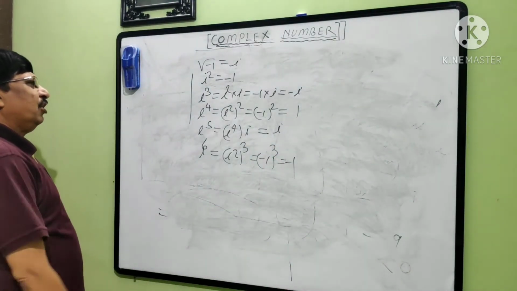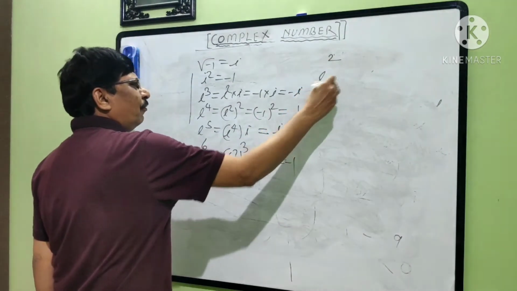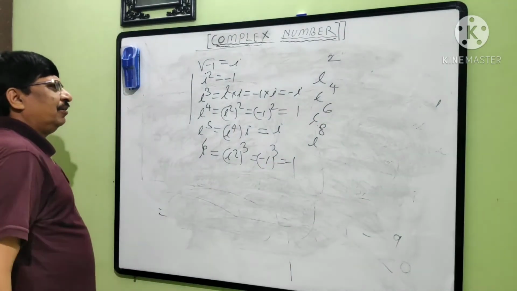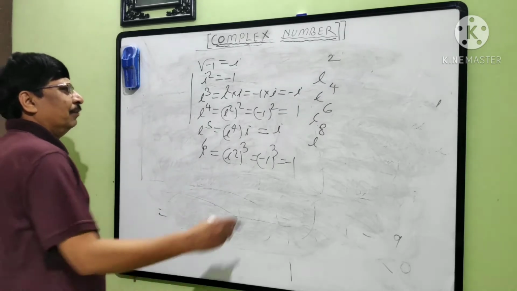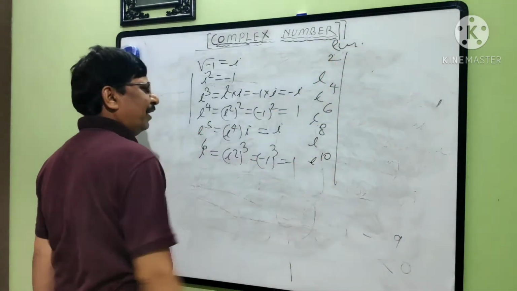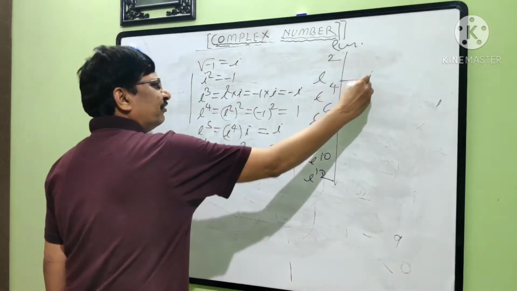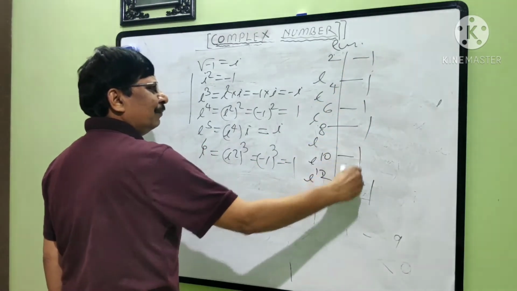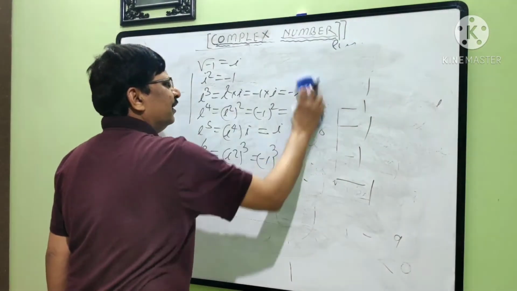Observe the even powers of i. The even powers of i are definitely plus or minus 1. If the power is divisible by 4, then plus 1. If not divisible by 4, minus 1. For example, i raised to 10. These are the even powers, plus or minus 1. If the power is divisible by 4, then plus 1. Otherwise, minus 1.